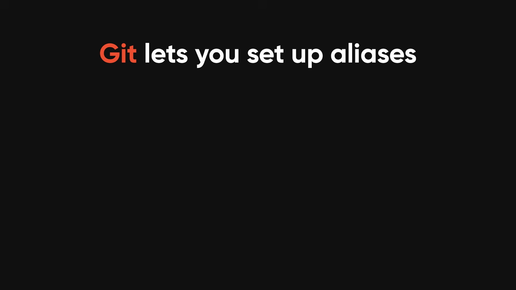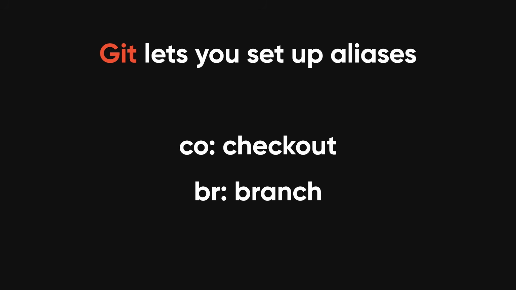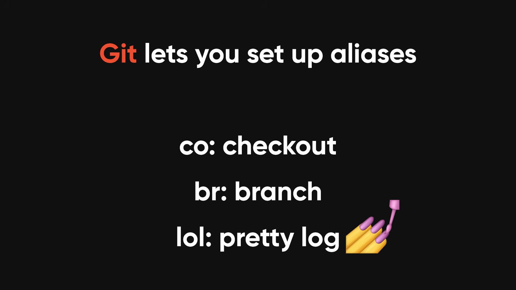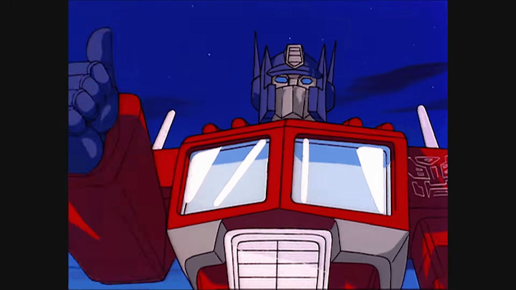Git lets you set up aliases like co for checkout, br for branch, or even something custom like git lol for a pretty log format. You're in a terminal all day. Treat it like your home, not a hotel lobby. Optimize it. Make Git work for you, not the other way around.